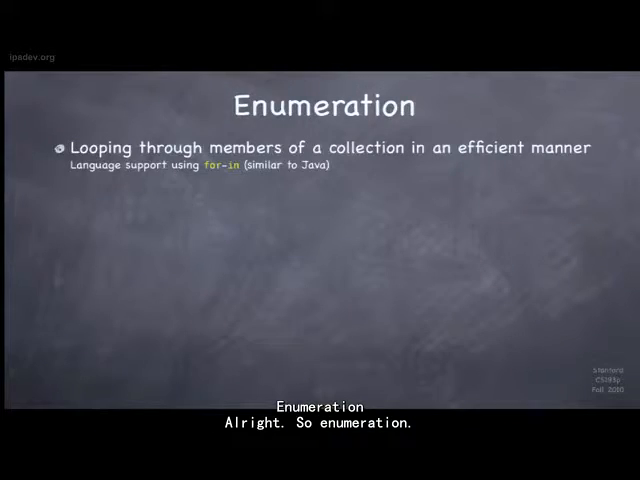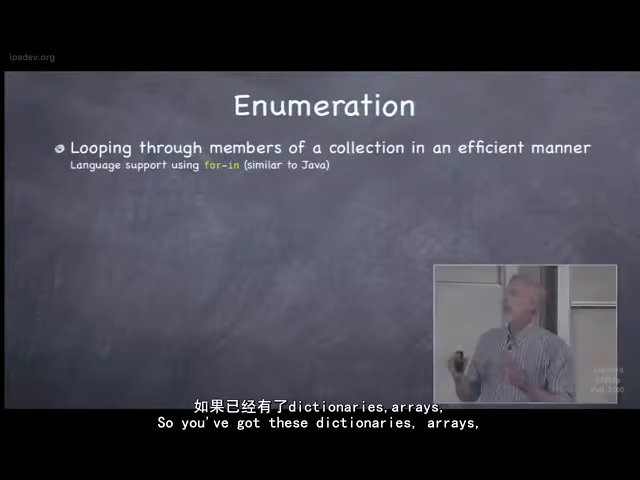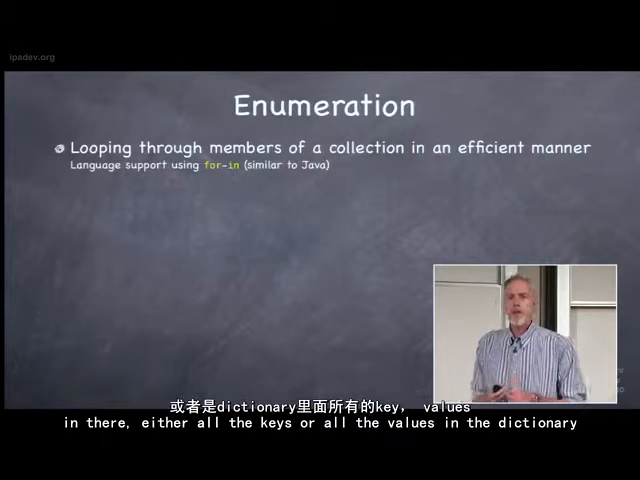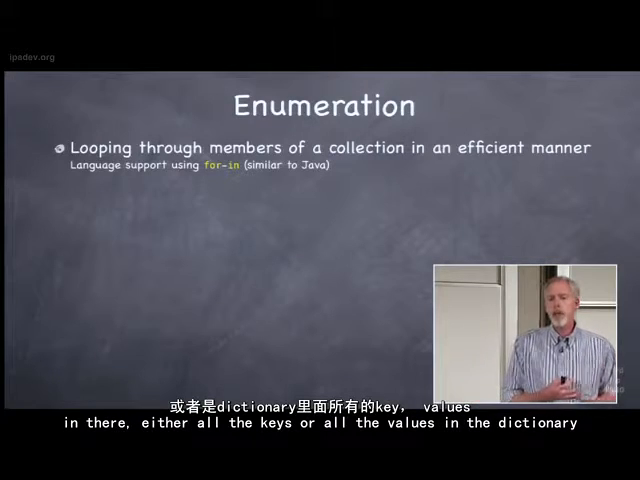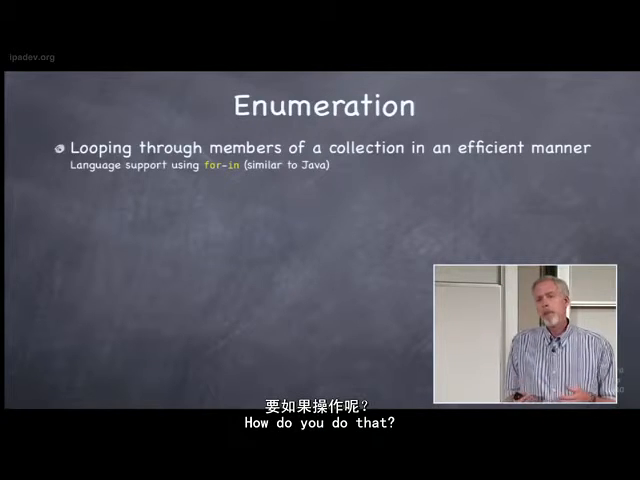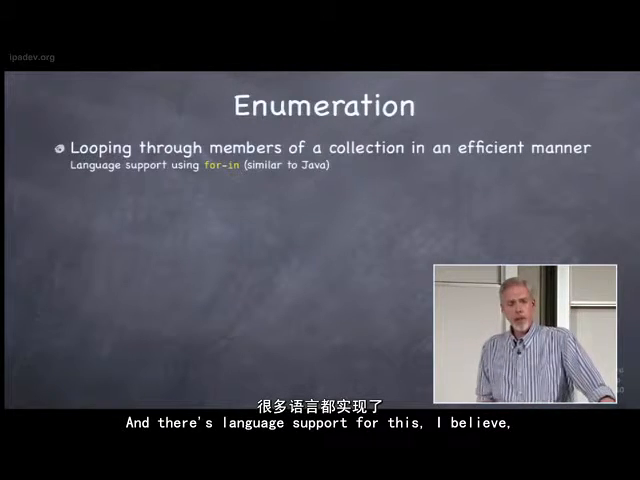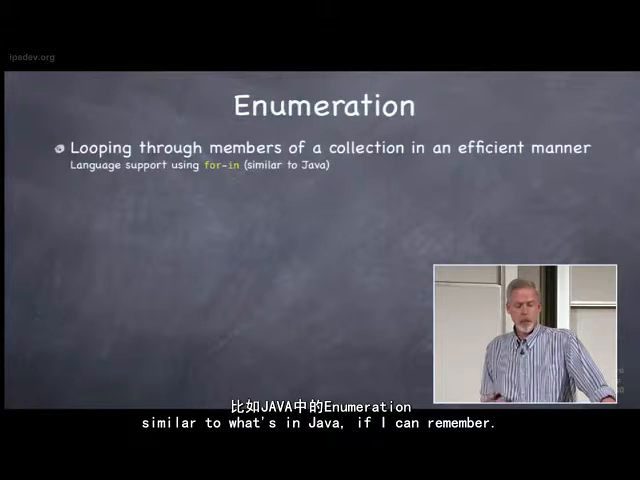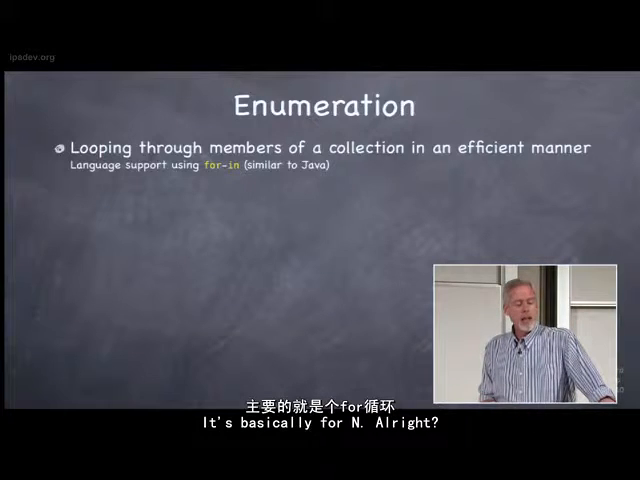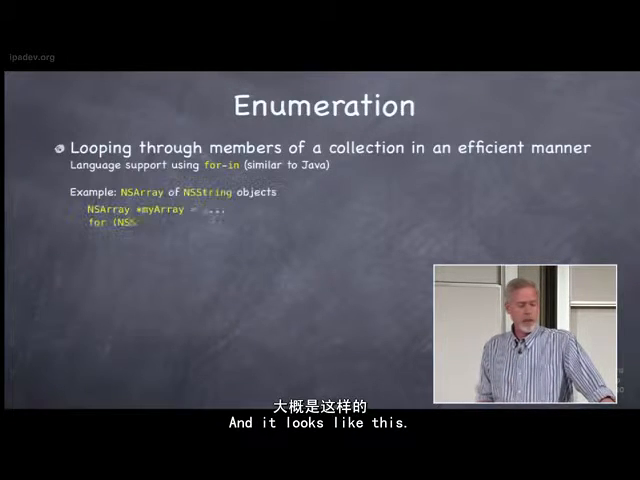All right, so enumeration. You've got these dictionaries, arrays, and sets, and now you want to enumerate through all the items in there, either all the keys or all the values in a dictionary, or all the values in an array or a set. How do you do that? There's language support for this, I believe similar to what's in Java, if I can remember. I can never remember which languages have which things, but I think Java has this one. It's basically for in, all right? And it looks like this.